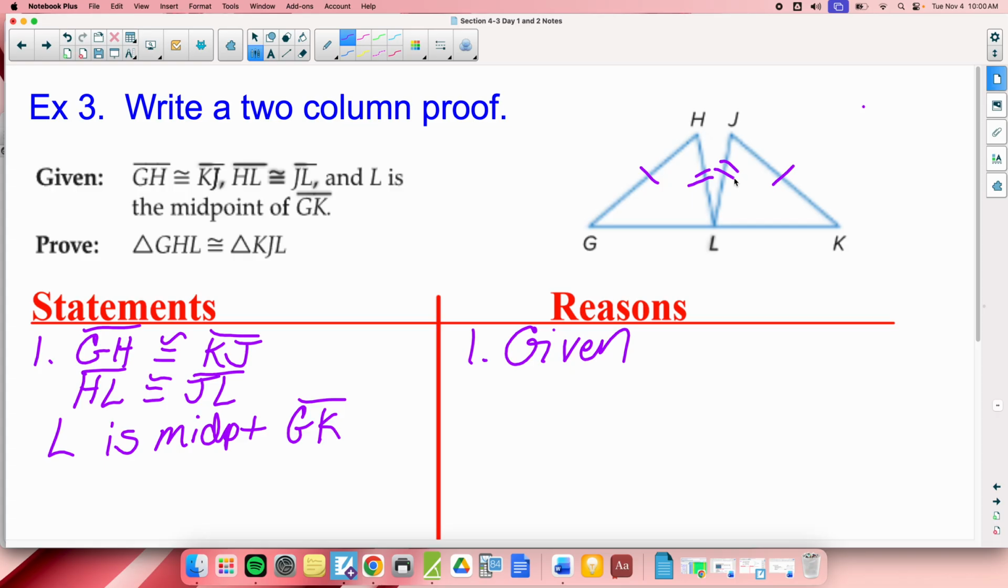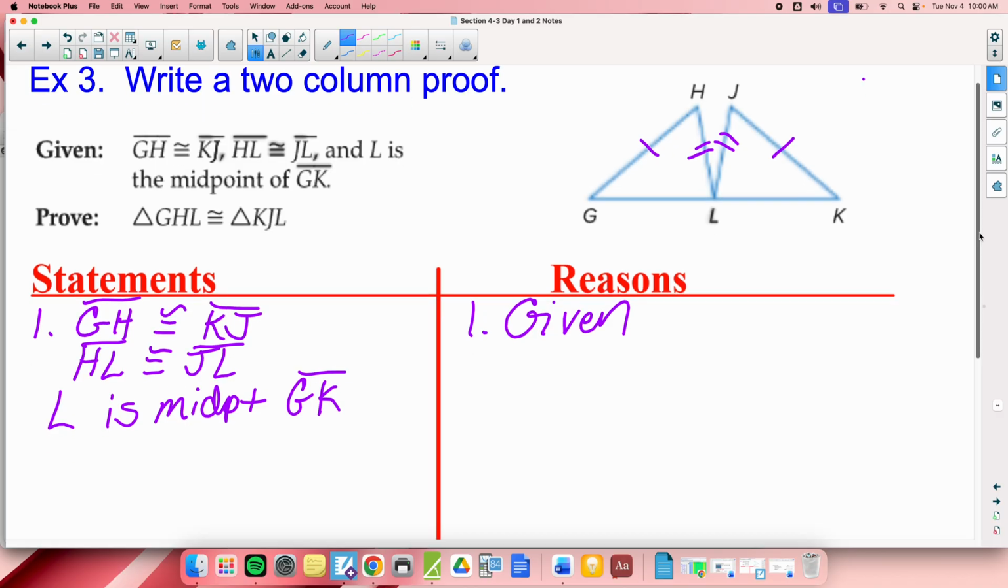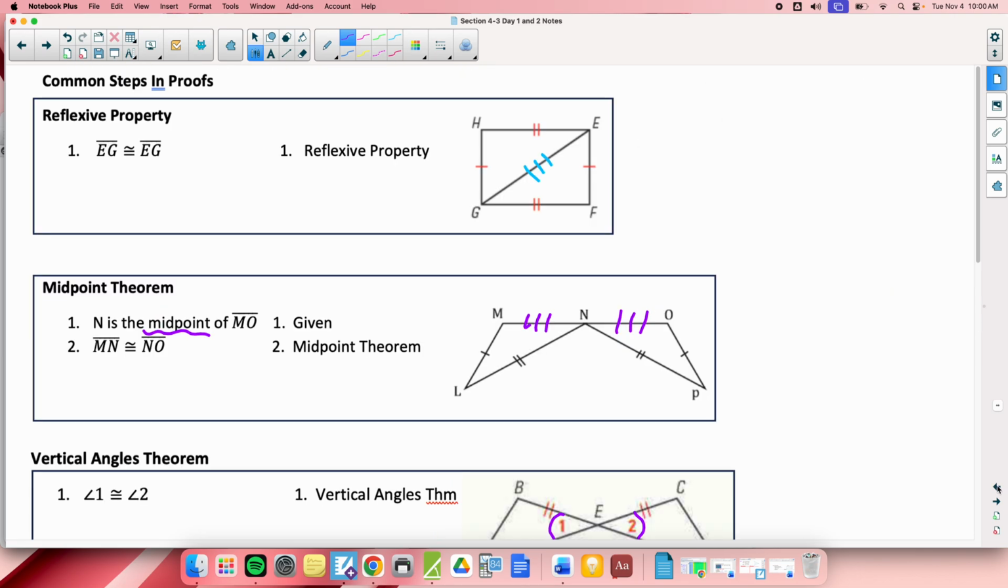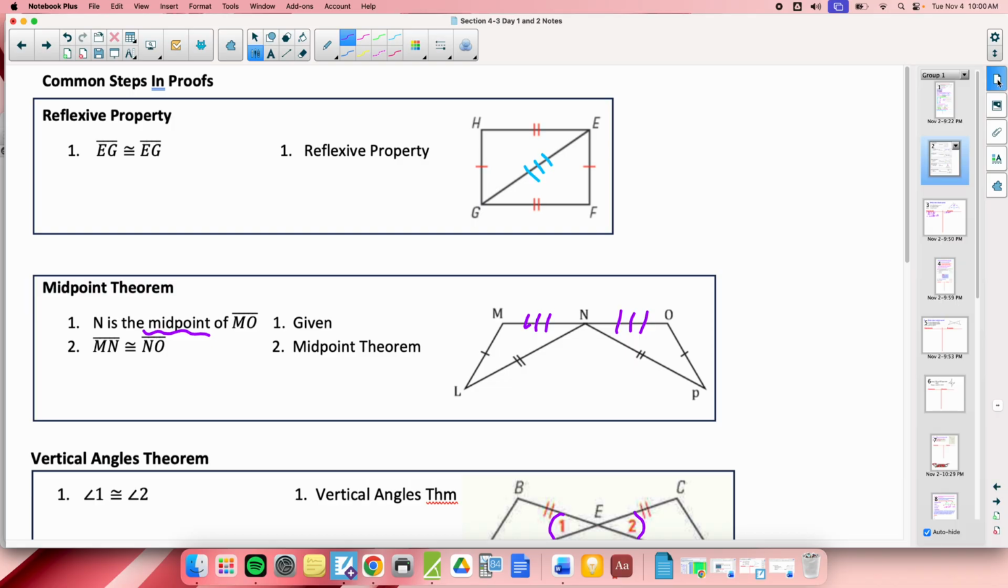Now if you notice, we're given a midpoint, okay? So when we're given a midpoint, that means you have to use midpoint theorem. They're telling us L is the midpoint of GK. What that tells us is this piece is going to be congruent to that piece. So we're using this right here. If they tell you you have a midpoint, you use midpoint theorem, okay?